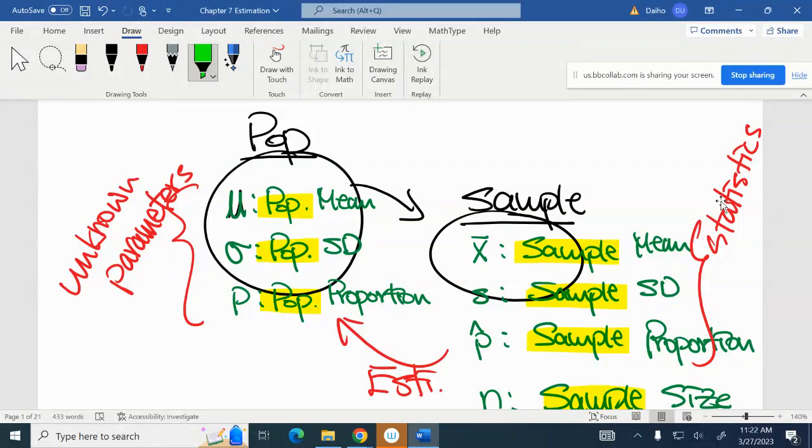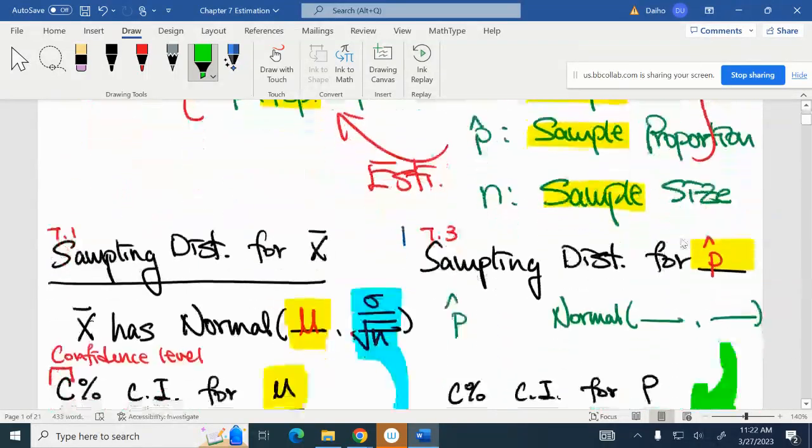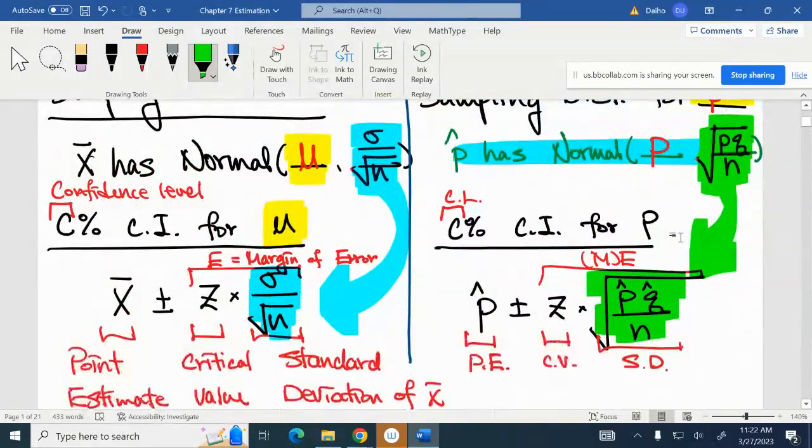Before, the sampling distribution was unknown, so we made the confidence interval, the interval estimation, using the point estimate. But still, we assumed we knew sigma. So here's sigma, right? But what's the problem today? We don't know sigma either. What can I do? We have to estimate it.